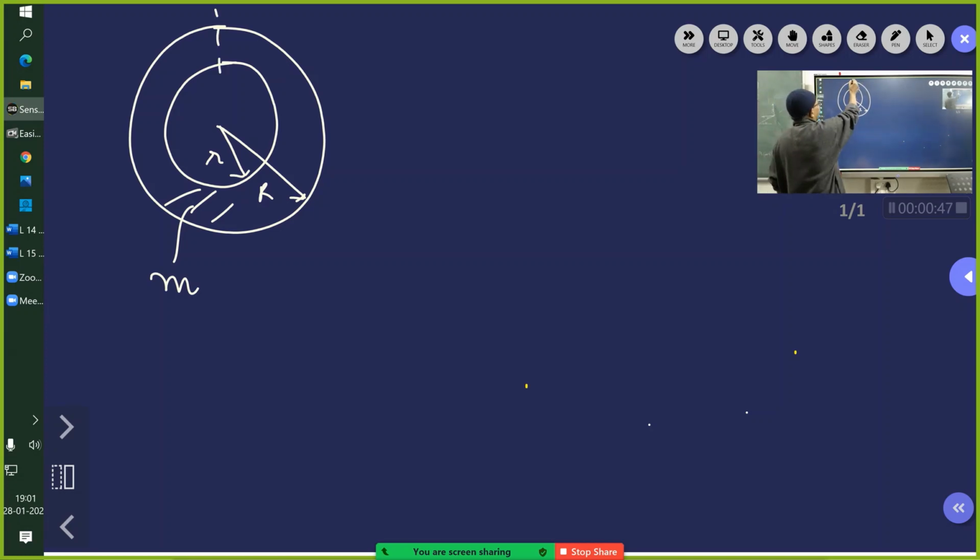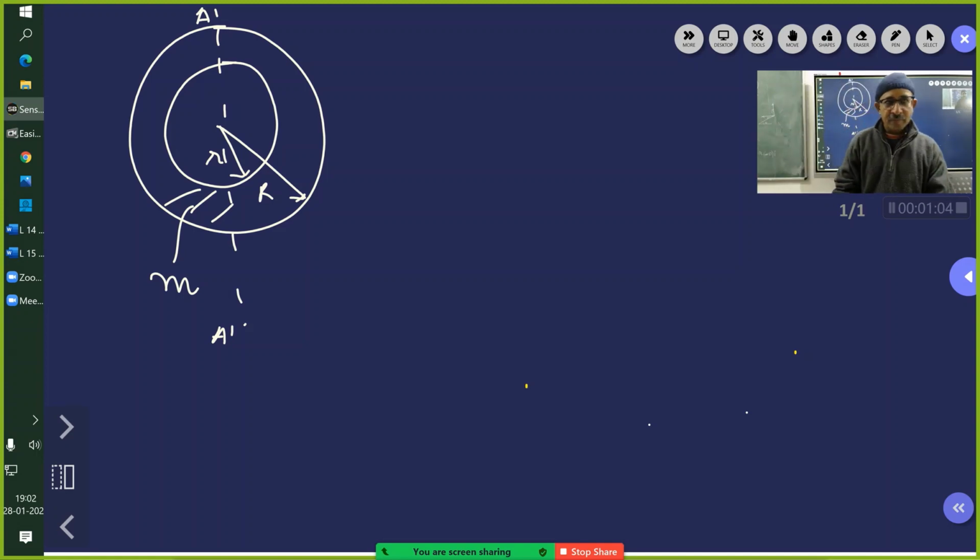Yes, and we would like to find the moment of inertia about this axis, say AA dash. So mass is given, and we need to go about doing it. What will be the strategy you would like to adopt for this?